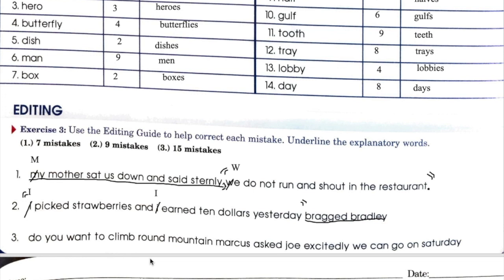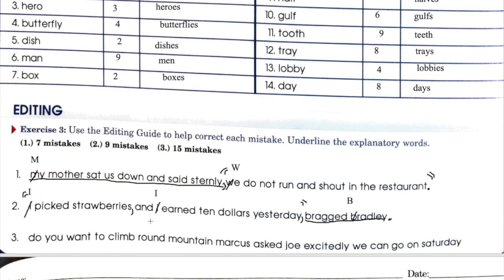When we have 2 independent clauses joined together into one sentence, we always have to have a comma and a conjunction. This is missing the comma. It has the word and, but we need the comma. So I picked strawberries, comma, and I earned $10 yesterday. And now, of course, we need a comma at the end of our quote. Bragged Bradley, capitalize Bradley, it's a name. And then put a period at the end of the sentence.